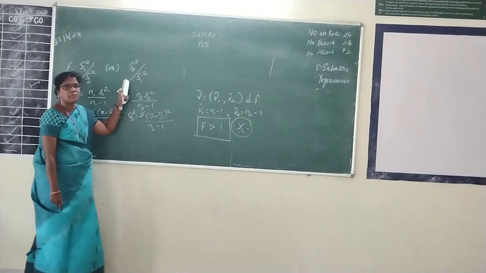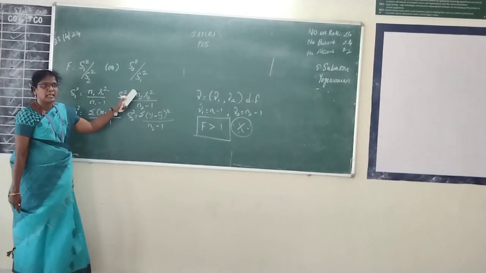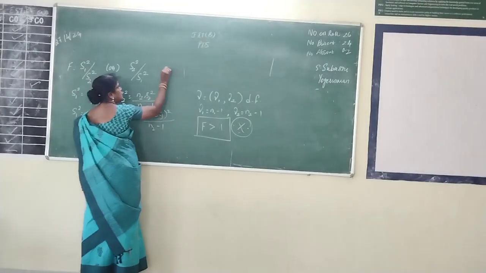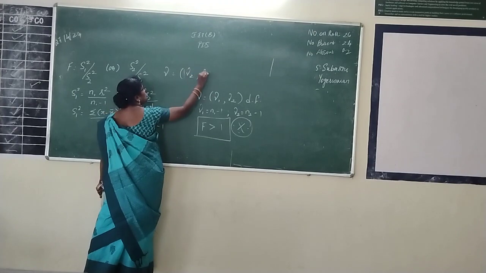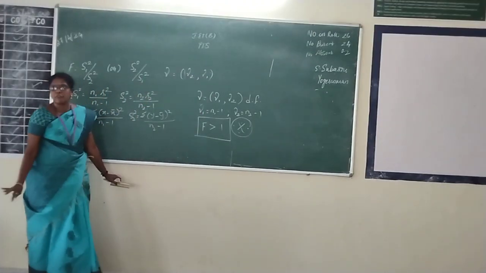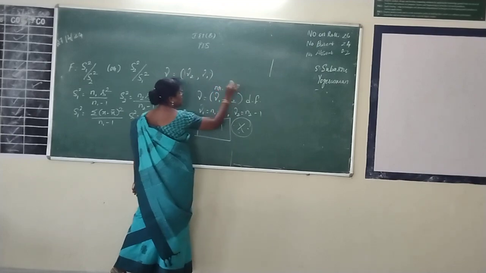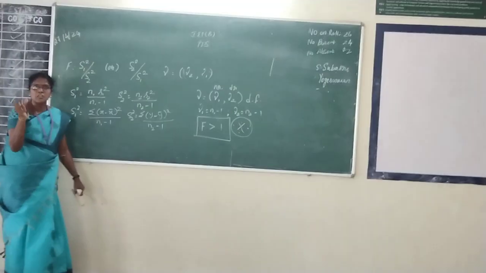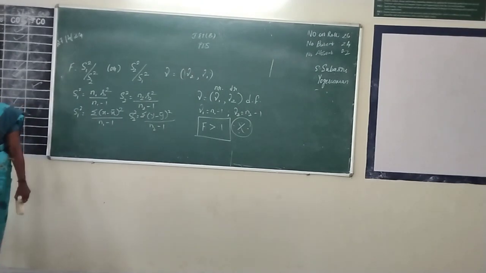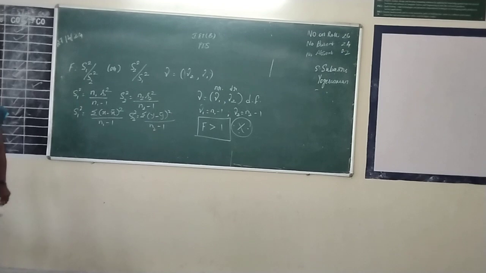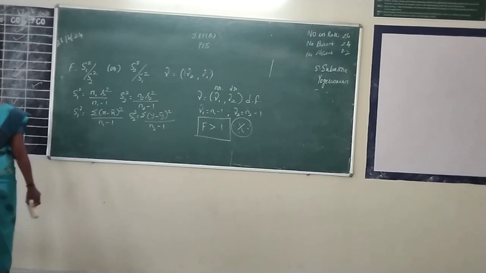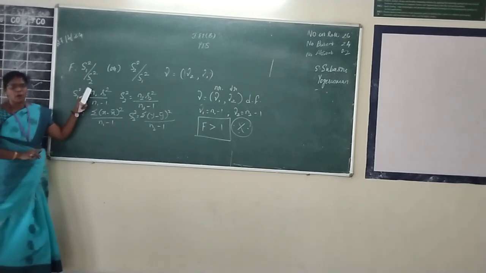If you are going to make use of the formula as S2 square by S1 square, then the degrees of freedom will be v2 comma v1. A general way of remembering this: degrees of freedom will be numerator, denominator. First one should be the degrees of freedom for the numerator, second one for the denominator. What is the degrees of freedom? Number of samples minus 1. So either it can be n1 minus 1 or n2 minus 1. Can you understand now?